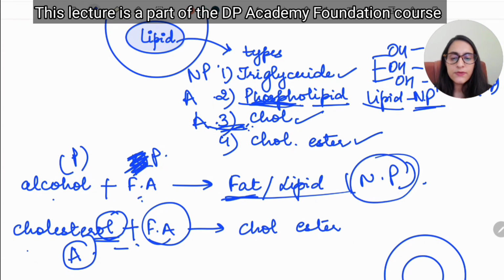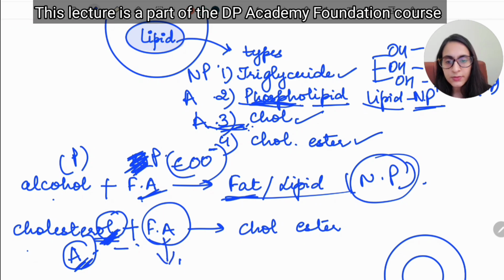We have already studied this. Fatty acid is polar because it can make COO negative, that is a charged molecule. So cholesterol is an amphipathic molecule. It is an alcohol, but it is an amphipathic molecule. Then a fatty acid is polar, and cholesterol ester makes it non-polar.